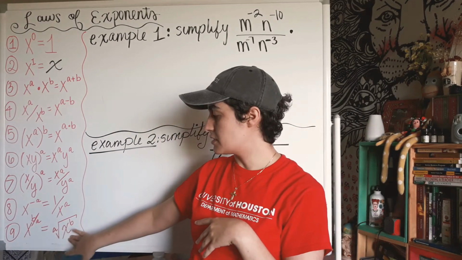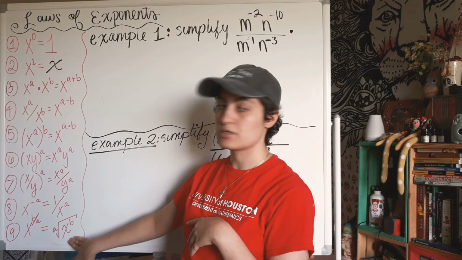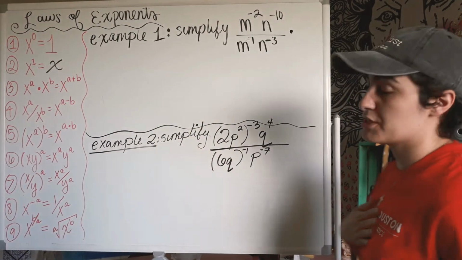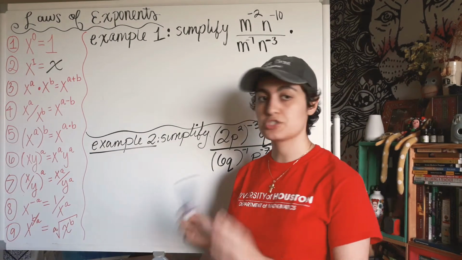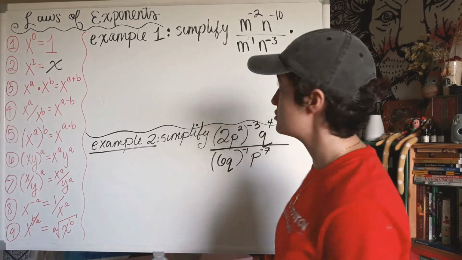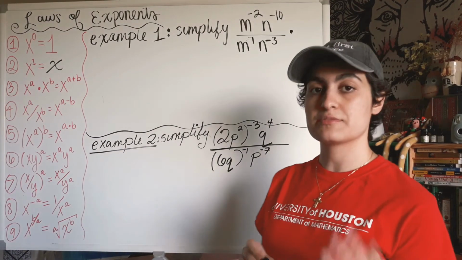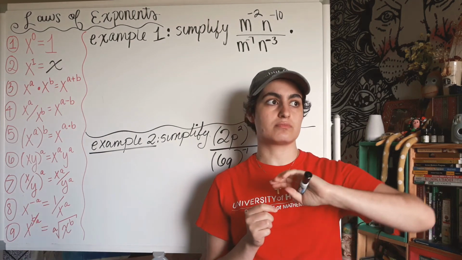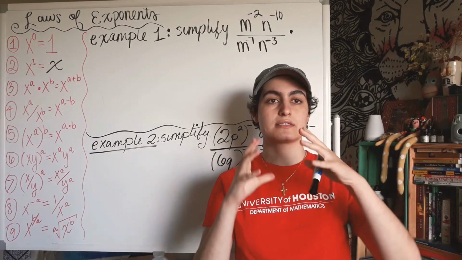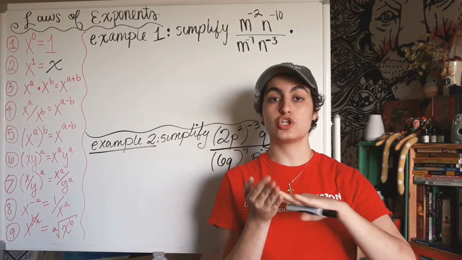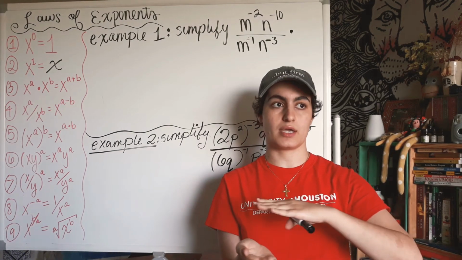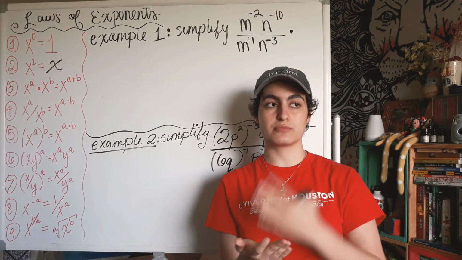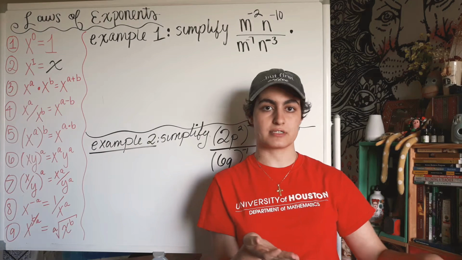And then last but not least is rule number 9, which we're not going to be using today, but it is good to know. So I'm going to try and keep it under 15 minutes. So let's just jump right into it. I have 3 examples, and I'm going to solve or simplify them. When I say simplify, I mean make it as nice and clear as possible, with no negative exponents. If we can get rid of the fact that it's a fraction, even better. But the most important thing is no negative exponents.